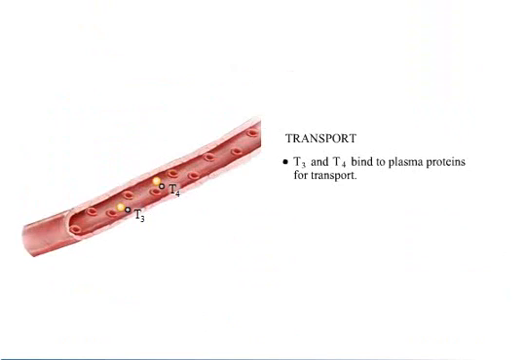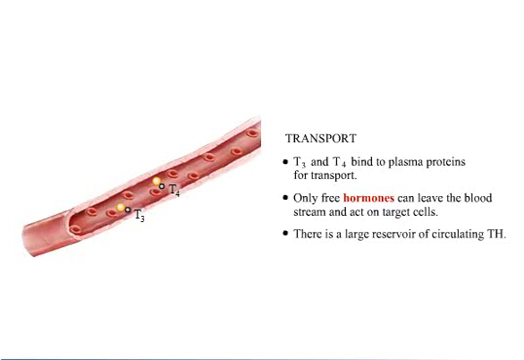Remember that the thyroid hormones are lipid-soluble and therefore bind to carrier proteins for transport through the circulatory system. Approximately 99% of thyroid hormones are bound, and they exist in dynamic equilibrium with 1% of unbound or free hormone in the plasma. Only the free hormones are available to leave the bloodstream and act on target cells. There is a large circulating reservoir of thyroid hormones. Thyroid hormones have a long half-life in part because they are bound to carrier proteins.